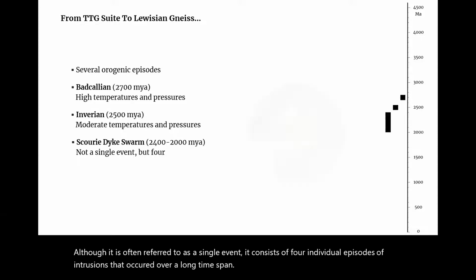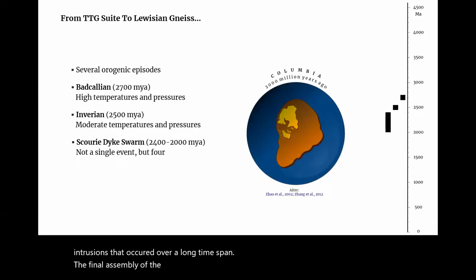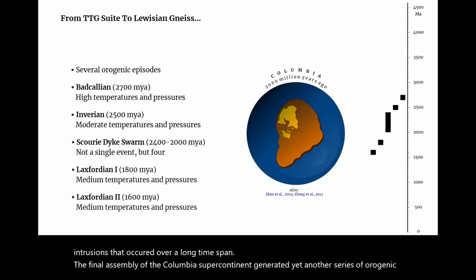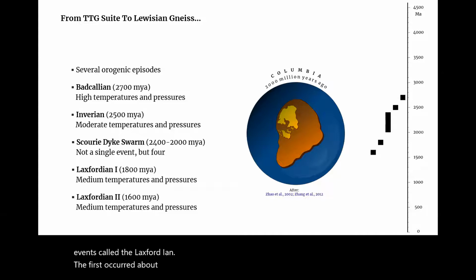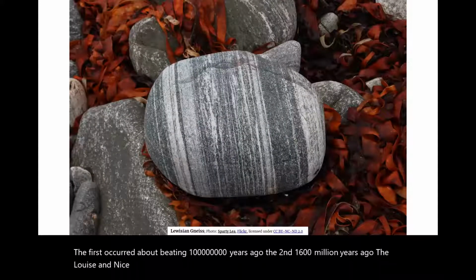The final assemblage of the Columbia supercontinent generated yet another series of orogenic events, called the Laxfordian. The first occurred about 1,800 million years ago, the second 1,600 million years ago. The Lyrician gneisses metamorphosed from plutons of the TTG suite have a distinctive gray color.